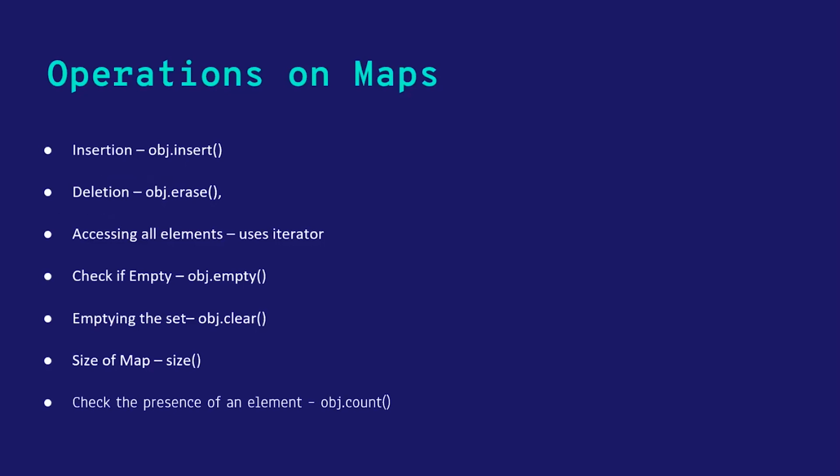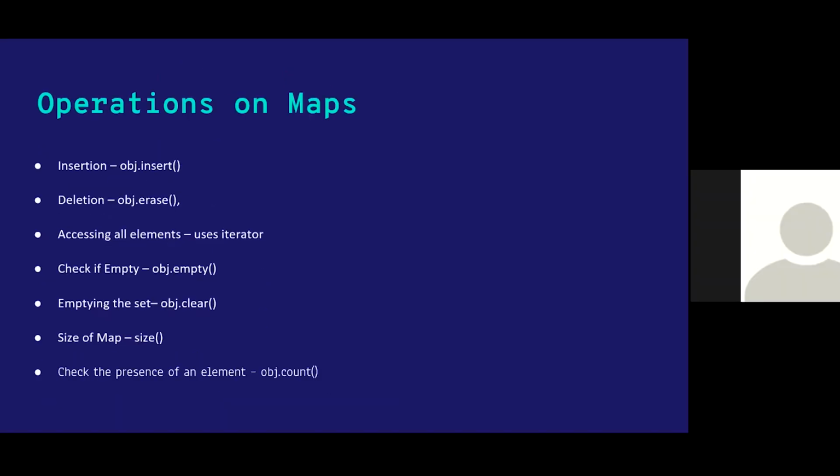Actually, the functions used here are pretty much the same as we used in sets. Basic operations like insert, delete, and accessing elements, which you can check if it's empty. And to empty the set, we can use the clear method. You can find the size of the map, and you can find if an element is present.